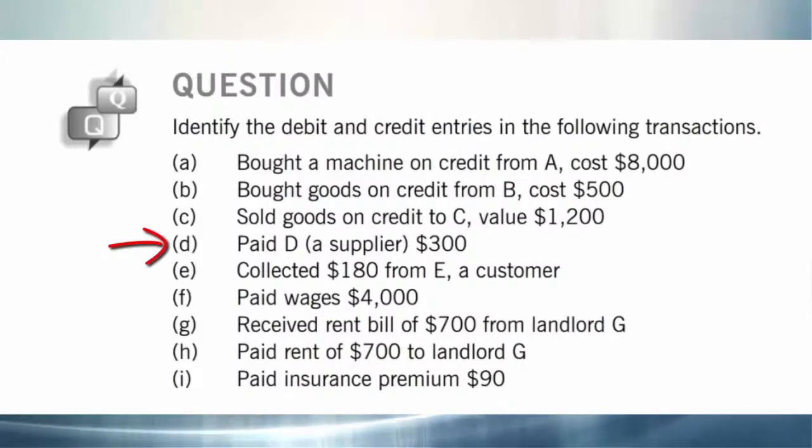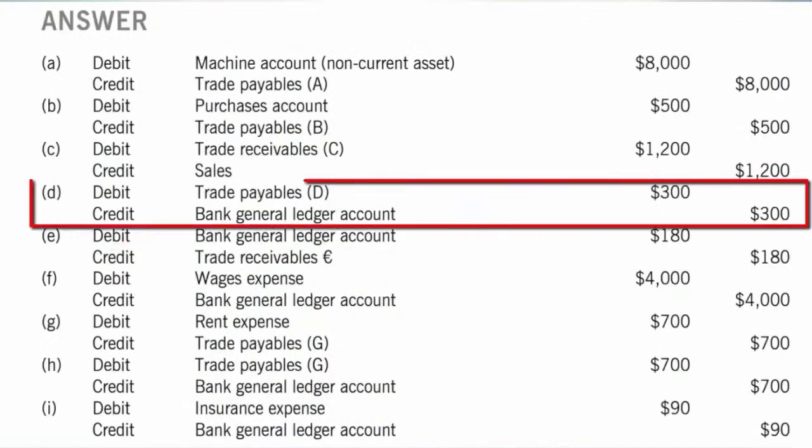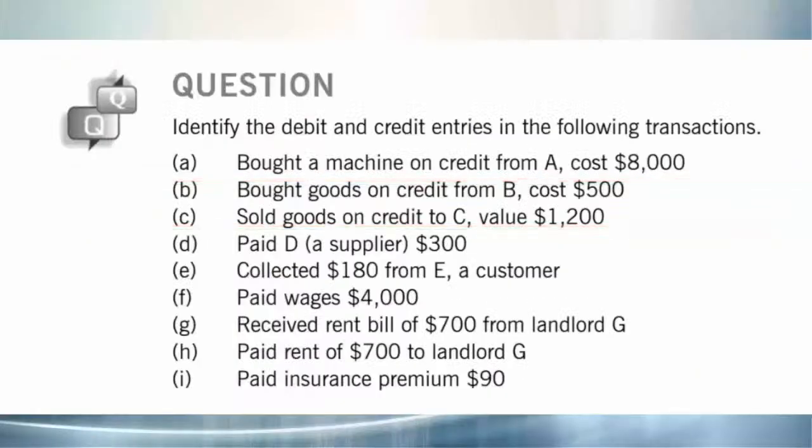Transaction D: paid D, a supplier, $300. Explanation: the business paid a supplier, reducing the cash balance. A reduction in assets, cash, is recorded with a credit entry in the bank general ledger account. At the same time, the business reduces its liability to the supplier, D. A decrease in liabilities is recorded with a debit entry in the trade payables account, D. Entry: debit trade payables account, D, for $300. Credit bank general ledger account for $300.